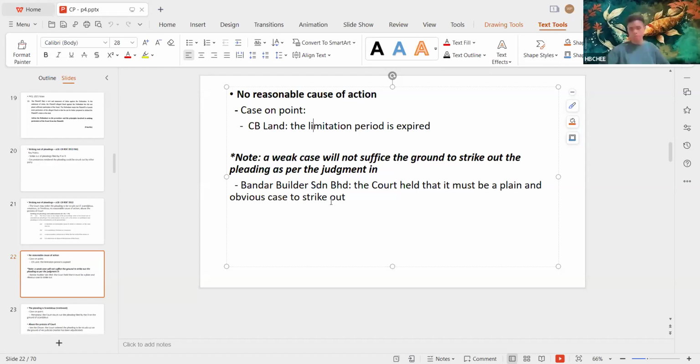This is what we used to advise our client. No matter how, we still have a chance. We must fight. So you cannot simply tell your client, hey, give up lah, the case is weak. This is not professional lah. So this is the logic of this case. It must be a plain and obvious case to strike out the pleading.